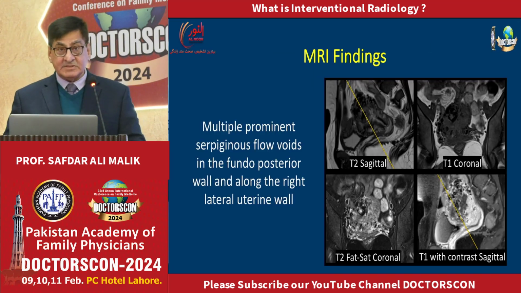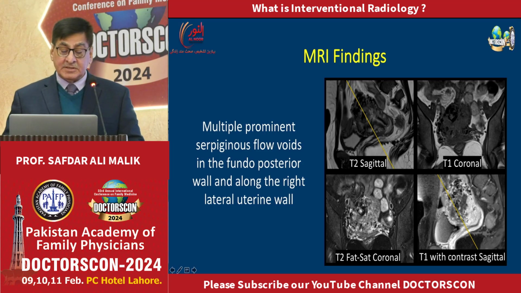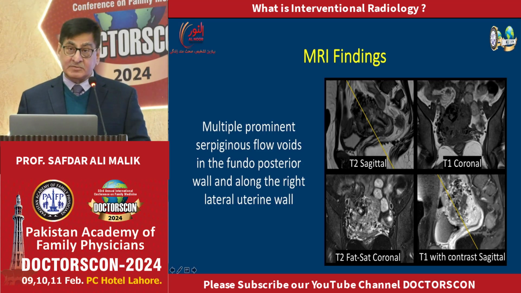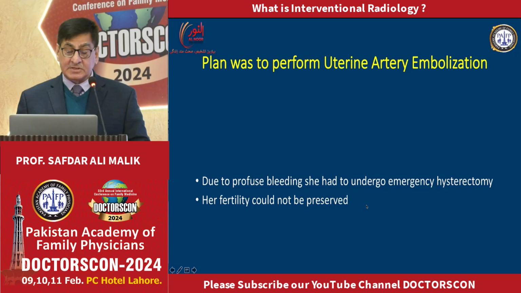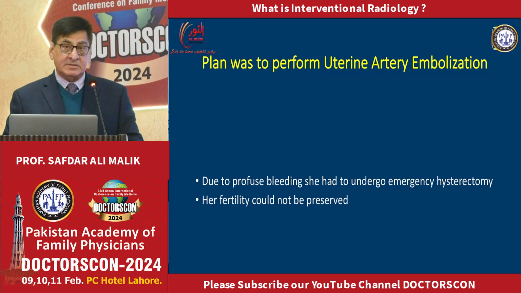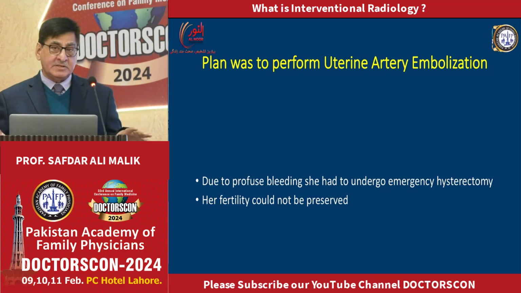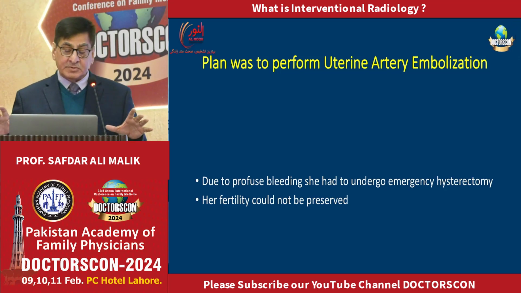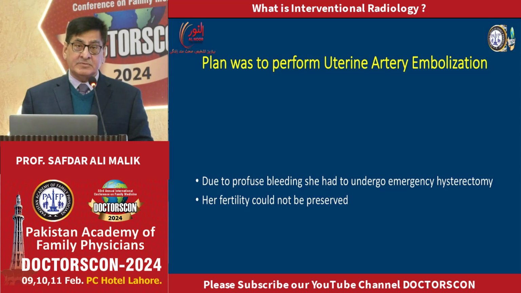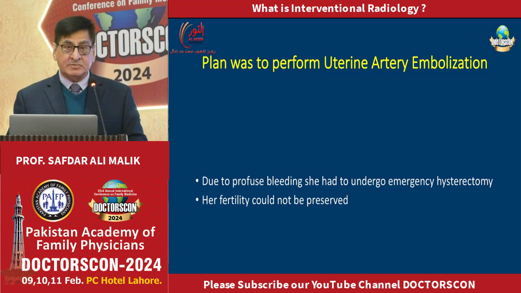And then the MRI was done at the same time. This showed multiple dilated tortuous blood vessels along the right lateral wall and the left lateral wall of the uterus. We advised her to go for uterine artery embolization. But she went to one of our younger colleagues and she ended up with a hysterectomy. Now look at the fate of this young girl who was to be treated. She would have saved the uterus, she would have normal regular cycles and she would conceive.